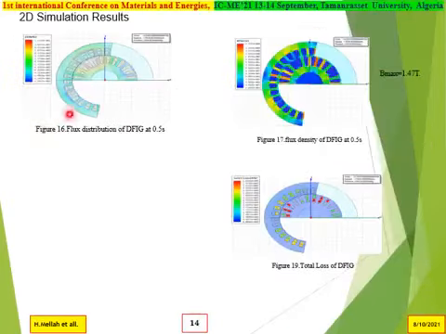This figure shows the flux distribution of the double fed induction generator at 0.5 seconds, and this figure illustrates the flux density of the double fed induction generator at 0.5 seconds, when the max is equal to 1.47 Tesla. This figure shows the total losses of the induction generator.